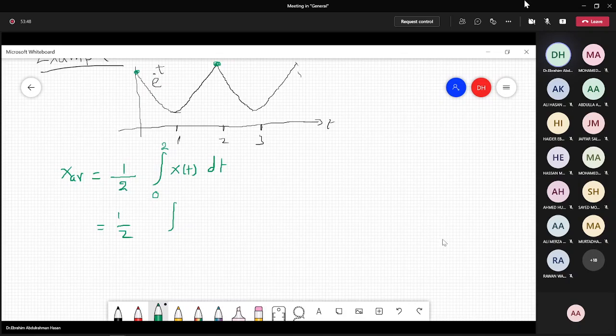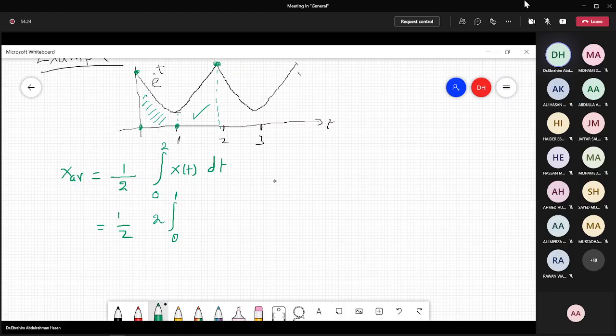And instead of taking from 0 to 2, I want to find the full area, from here to here. But there is symmetry here. Whatever we have here is equal to this one. So instead of repeating the calculation, let me take only the integration from 0 to 1 and multiply it by 2. So it is equivalent to 2 multiplied by integration from 0 to 1 of x of t.